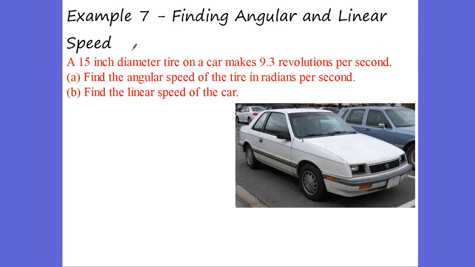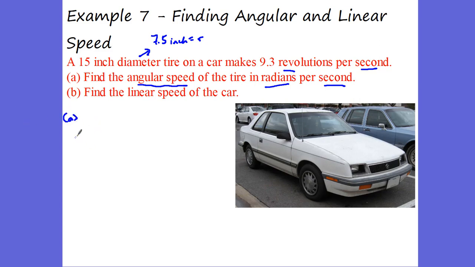We have a 15-inch diameter tire. We don't care about the diameter. We care about the radius. So 7.5 inches is the radius. It makes 9.3 revolutions per second. So we want to first find the angular speed in radians per second. Really, guys, what's going to help out is units in this type of problem.